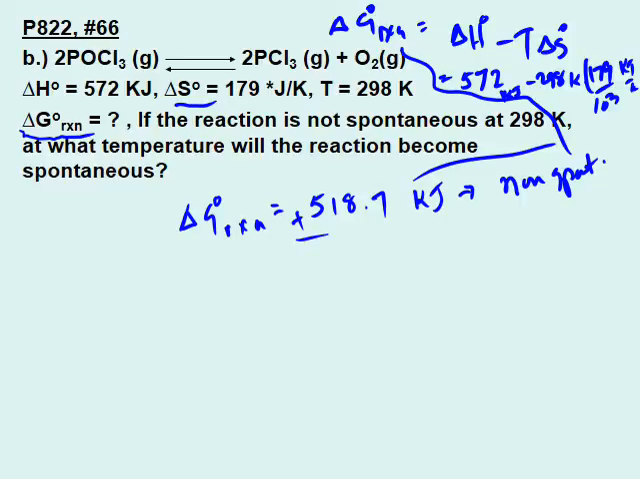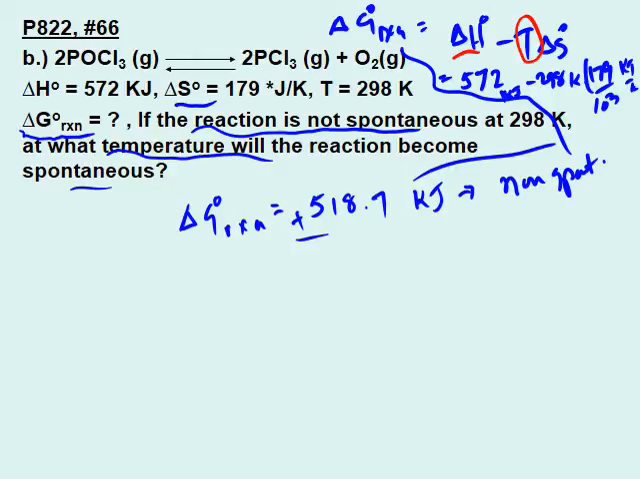Now, the important part of the question is, if the reaction is not spontaneous, and we know it's not at 298 Kelvin, at what temperature will the reaction become spontaneous? So here we can vary the temperature. Delta H is known, 572 is fixed. Rather than doing the experiment at 298 Kelvin, I can do it at a higher or a lower temperature. Now the question is, at what temperature would delta G become negative? That means at that temperature, the reaction would happen spontaneously.